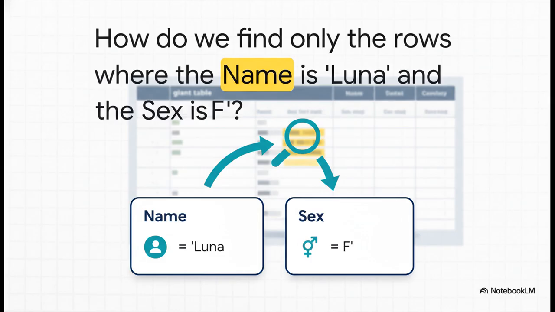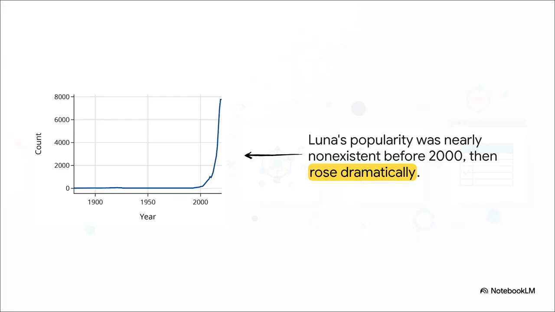So, how do we actually do that? How do we tell our program, hey, go through these millions of rows and only pull out the ones I care about? Well, it's all about setting conditions. We're basically giving it a set of rules, a command that says, show me only the rows where the name column is Luna and the sex column is F. And boom. This is the power of subsetting right here.